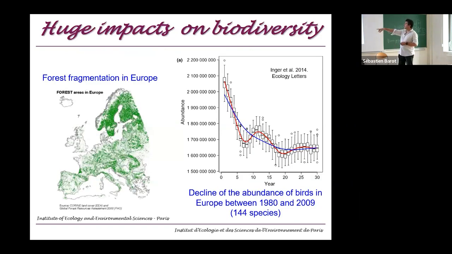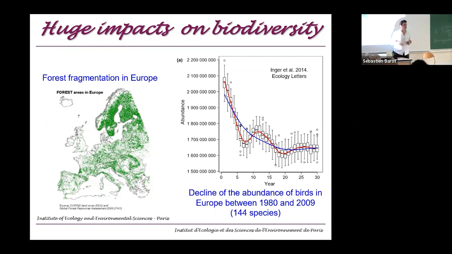Okay, here on the left, you have a map of forests in Europe. And basically what you see is that you still have a lot of forests, but the forest is very fragmented. And this is a problem for biodiversity. Basically, we know that many species would need larger patches of forests to live in, and biodiversity would also need ecosystems to be connected. So somehow the disconnections between these patches of forests in itself can be a problem for biodiversity.